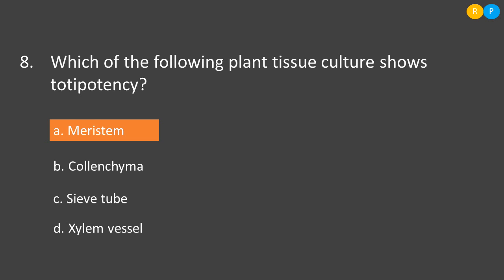Then option C is sieve tube. So sieve tube is not going to form the new cells in the tissue culture. Then option D, xylem vessel. So out of these four, the correct one is option A, meristem.